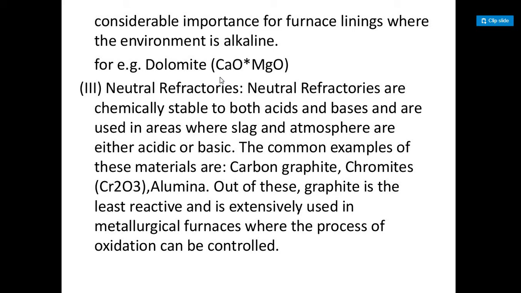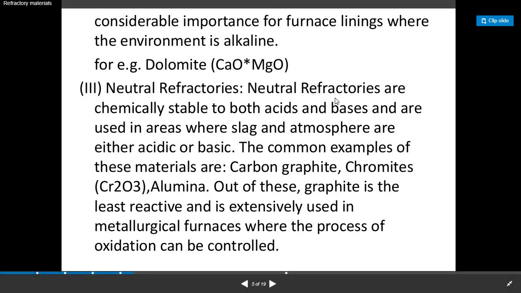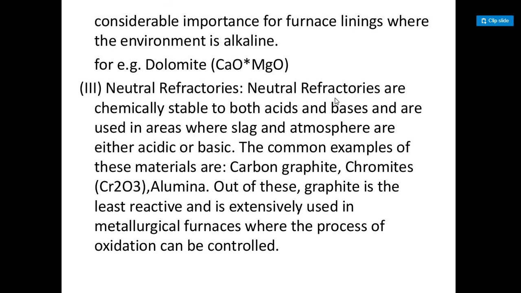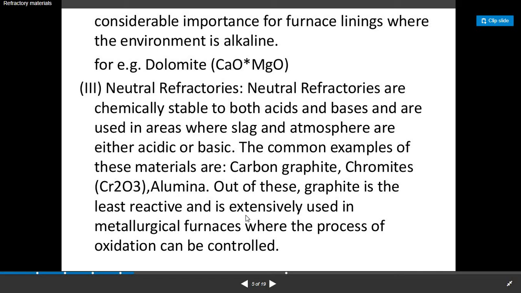Next one is neutral refractory. Neutral refractories are chemically stable to both acid and bases and are used in areas where slag and atmosphere are either acidic or basic. The common examples of these materials are carbon graphite, chromite and alumina. Out of these, the graphite is the least reactive and is extensively used in metallurgical furnaces where the process of oxidation can be controlled.